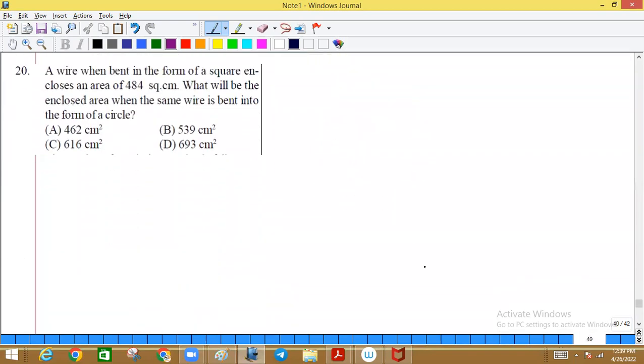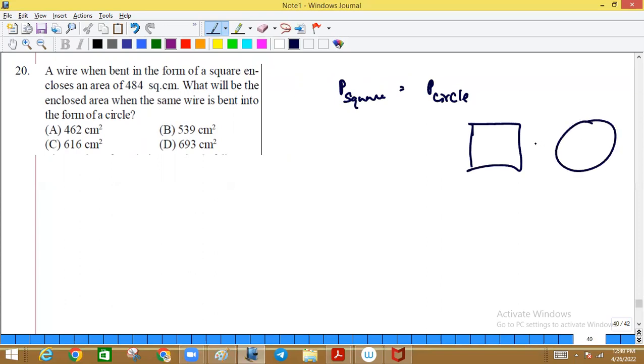A wire is bent in the form of a square and encloses an area of 484. What will be the enclosed area when the same wire is bent into the form of a circle? When you are using the same wire, the perimeter of the square is equal to the perimeter of the circle, because you are using the same wire for both of them. So the outline is the same, yes or no? The outline means perimeter. What is the perimeter of a square? 4a. What is the perimeter of a circle?